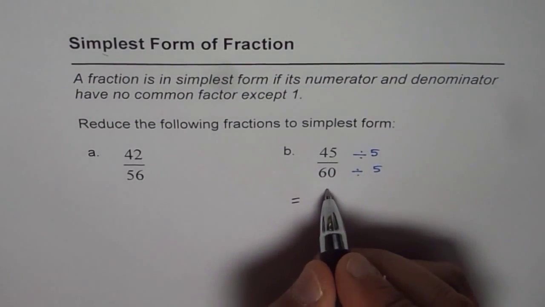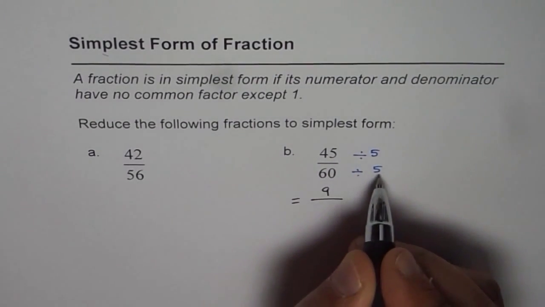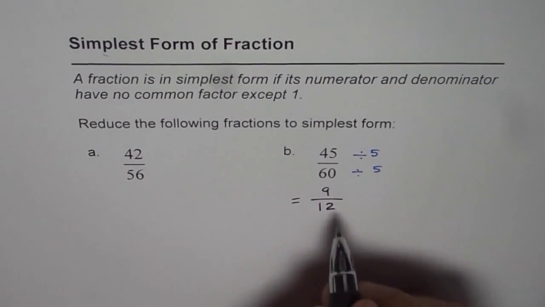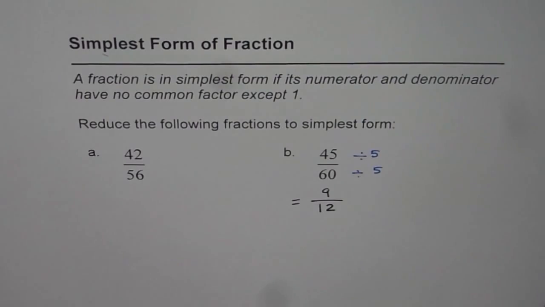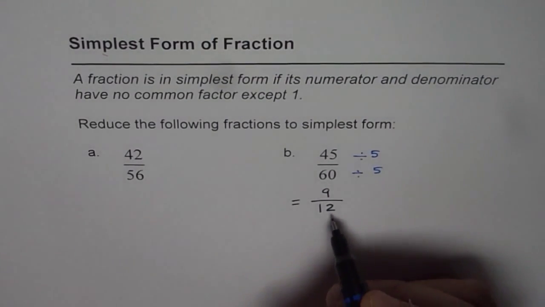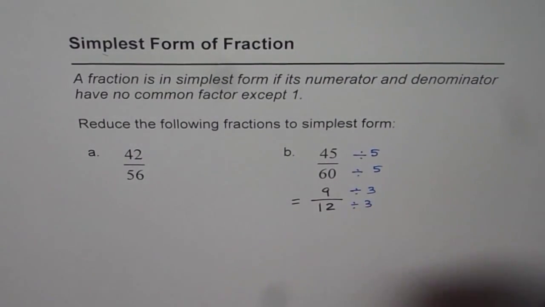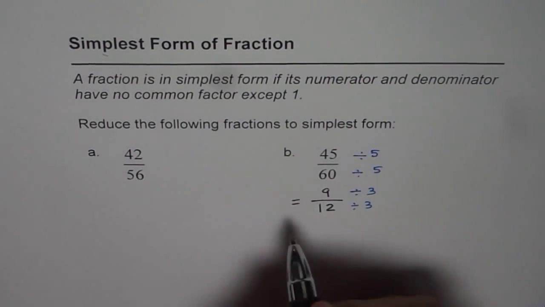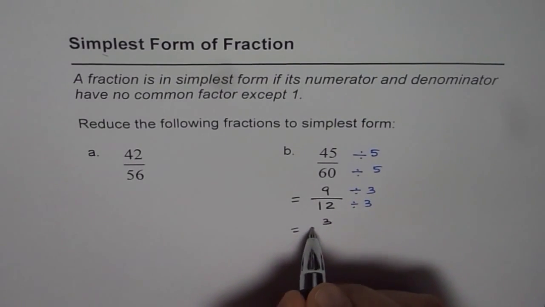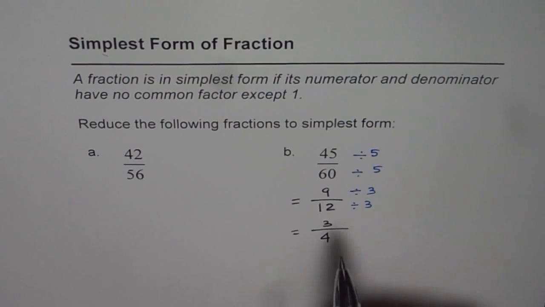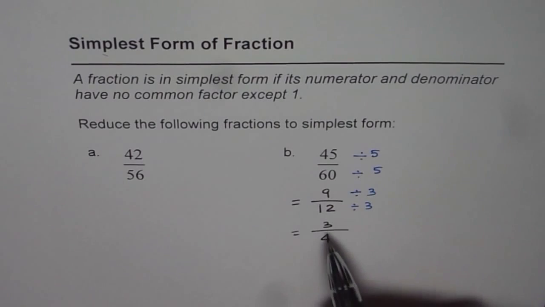45 divided by 5 is 9, and 60 divided by 5 is 12. Goes one time, then 10, 12, right? So we get 9 over 12. Now 9 over 12 can be divided both by 3, right? Yes. So if I divide 9 by 3, I get 3 in the numerator, and 12 divided by 3 is 4 in the denominator. Now, do we have any common factors here except 1? No, right? There are no common factors between 3 and 4.